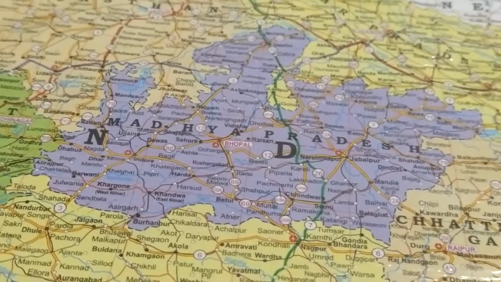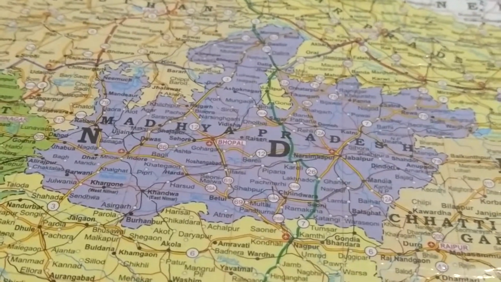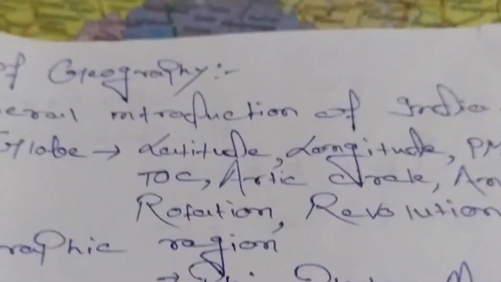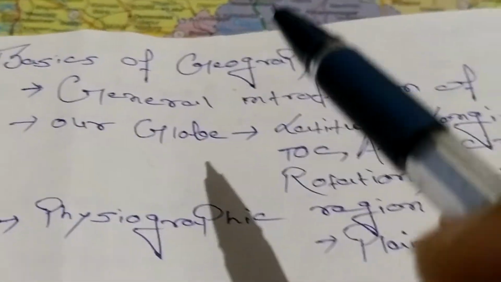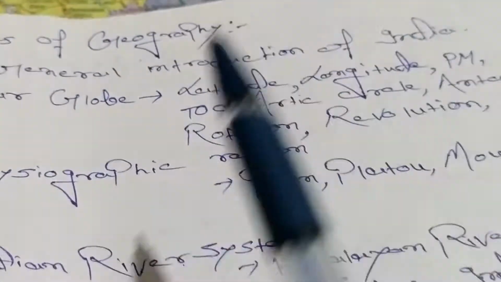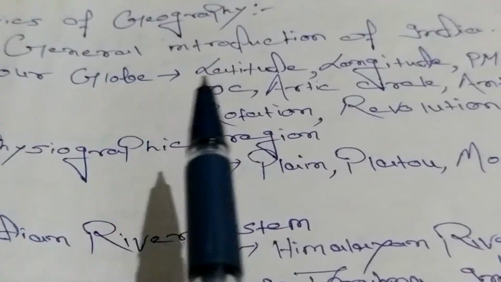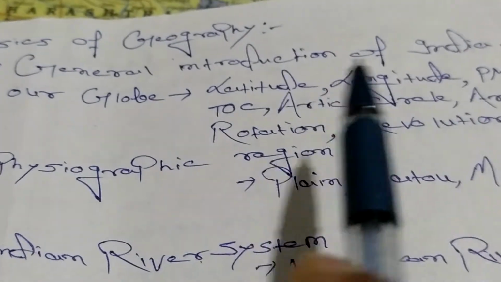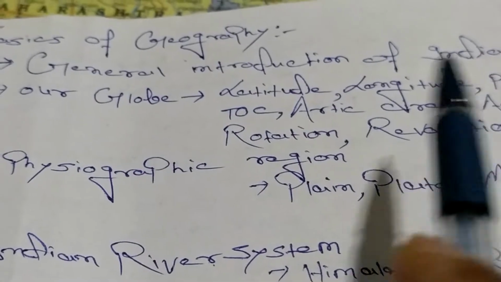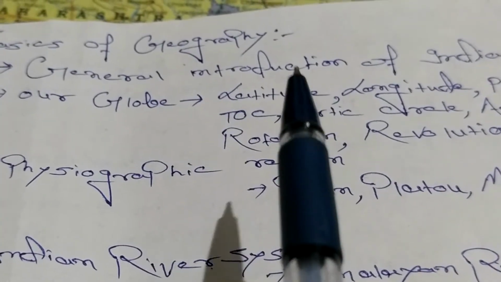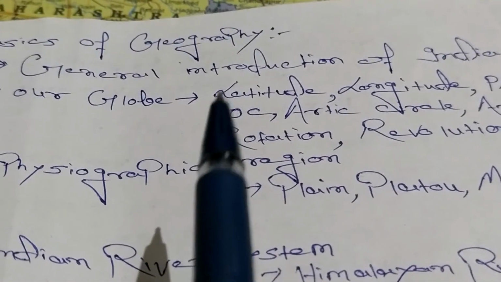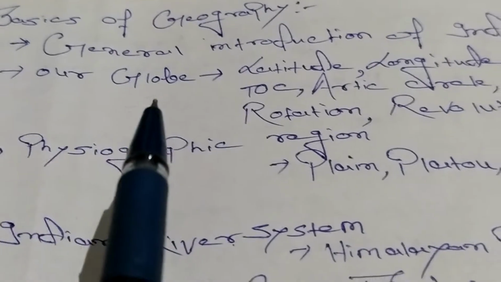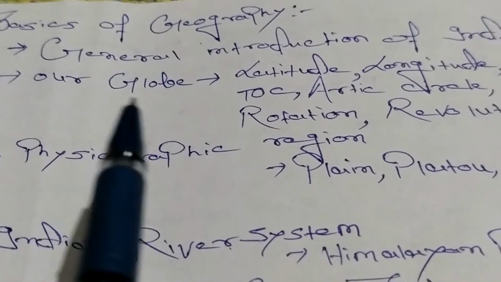Friends, now let us first start with the first section of geography, that is basics of geography. In basics of geography we will discuss the general introduction of India. In the general introduction of India, we will discuss the states, UTs of India, their populations, their sex ratios, their literacies, and so on. Then comes our second topic of geography, that is our globe.